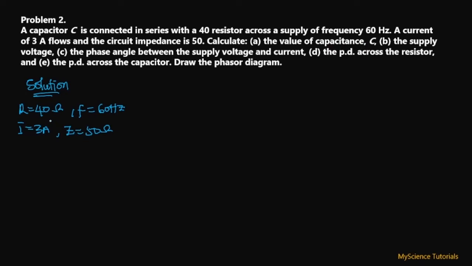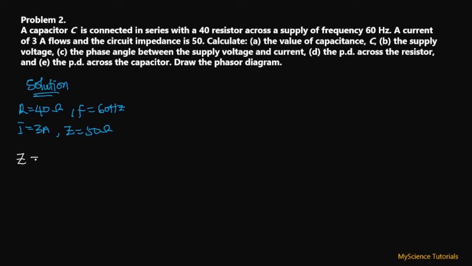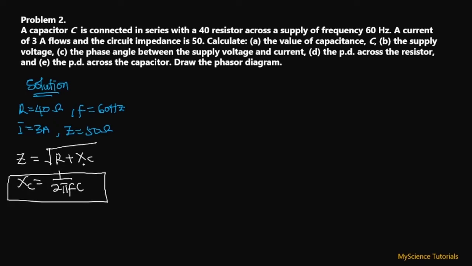All right, so let's look at how we find that. We've been given from the question that the impedance is equal to 50, but we know that the impedance is equal to the root of R squared plus XC squared, and we also know that XC is equal to 1 over 2 pi FC. So the C we want to find, until we get the XC, which is the capacitive reactance, we cannot find that. So this will be on hold. Let's try and find XC first, and then we can use that to find our capacitance C.